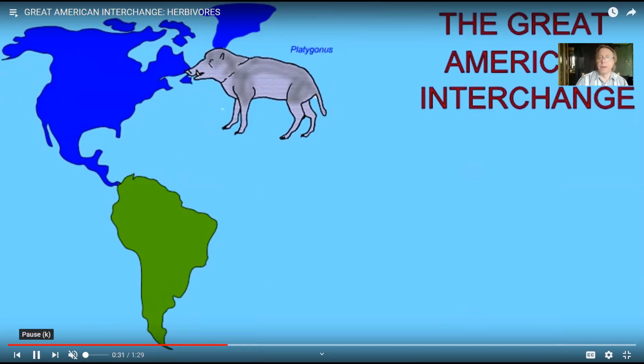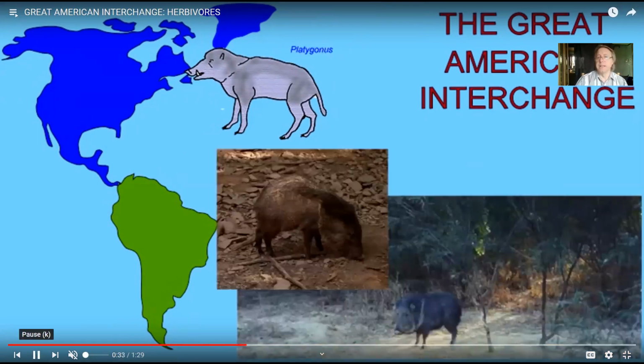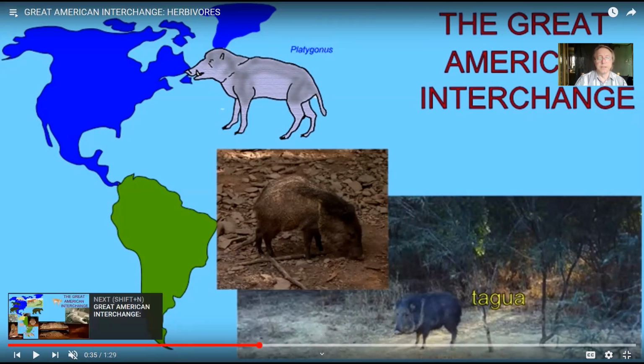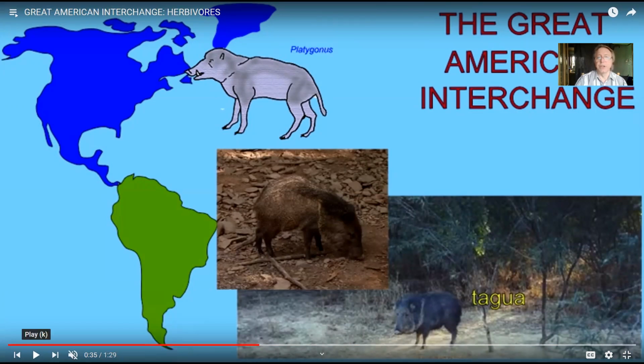And so it was in the Great American Interchange that many types of pigs went south, giving rise to a couple of different types of peccary, including the tagua, which is the largest wild pig alive today, and was only recently discovered in the middle of central South America, primarily in Paraguay, but also in Argentina and Bolivia. The tagua lives in the dry area known as the Chaco.